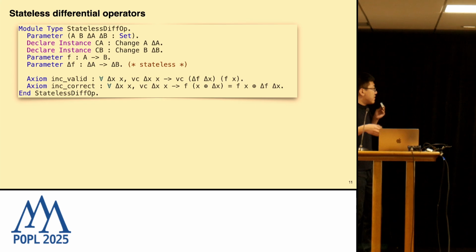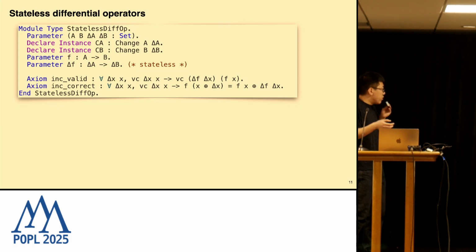After that, let's move to the interface of stateless differential operators, which is the simplest form of differential operators. We specify its signature as a module type, and the parameters A, B, delta B just mean the input type, input change type, and output change type, and we require that CA and CB are the input change structure and the output change structure. The parameter f is the original operator, and delta f is the stateless differential operator, which just maps the input change to the output change.